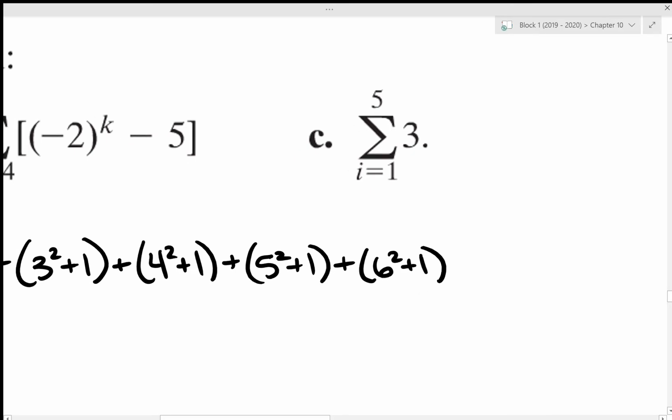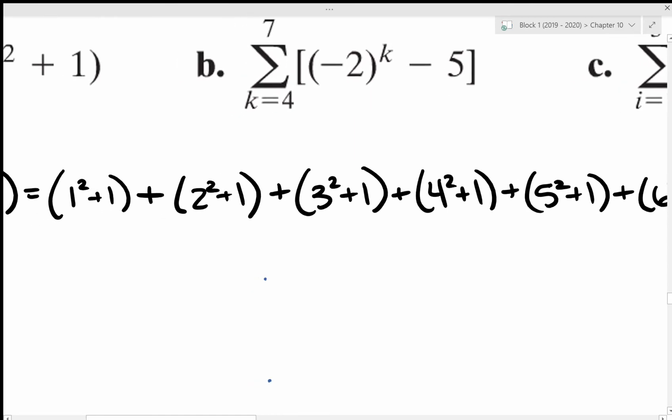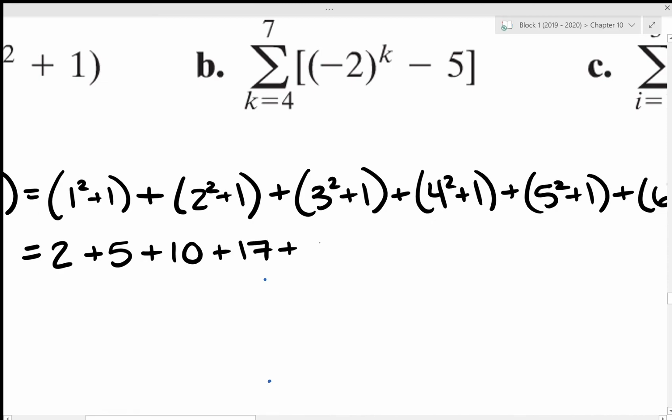So now from here, it's just some PEMDAS. I'm just going to find all my little terms. 1 squared is 1, plus 1 is 2. 2 squared is 4, plus 1 is 5. 9 plus 1 is 10. 16 plus 1 is 17. 25 plus 1 is 26. 36 plus 1 is 37. So basically, if I gave you this, you could try and make the connection that it's all my perfect squares, just plus 1.